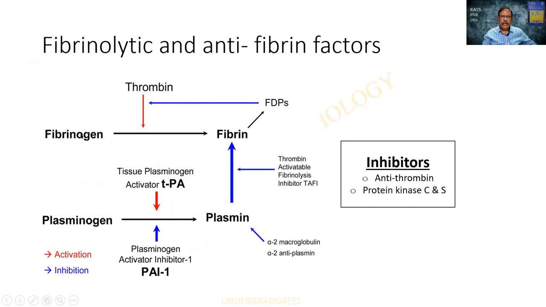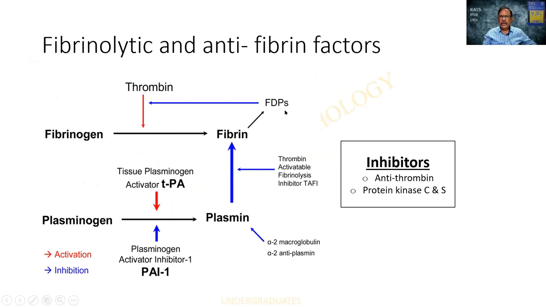Look at this one. Fibrinogen is getting converted to fibrin. And what happens is there is another process called plasminogen to plasmin. And this helps in the degradation of the fibrin to fibrin degradation products. This will again precipitate a thrombin. So this is a vicious cycle that is going on.